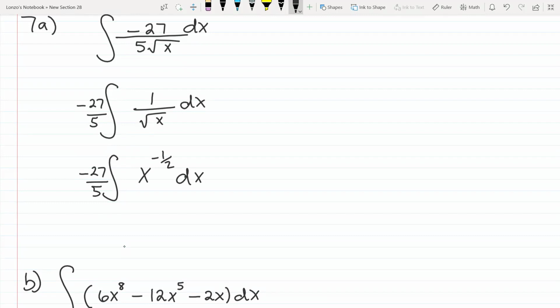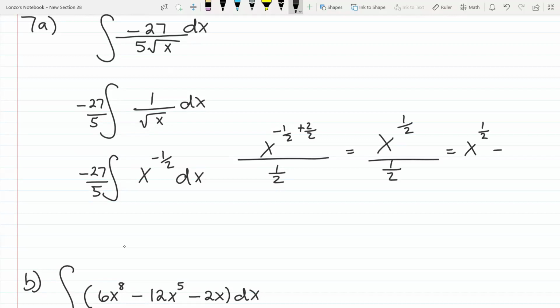Then what I would do is integrate x to the negative 1/2 using the power rule. So that is plus 2 over 2. Negative 1/2 plus 2 over 2 is positive 1/2. That's x to the negative 1/2 plus 2 over 2, which is positive 1/2, divided by 1 over 2. So that is going to be x to the 1/2 divided by 1 over 2. Cross multiply, so that's 2x to the 1/2 over 1. And then times this by negative 27/5.